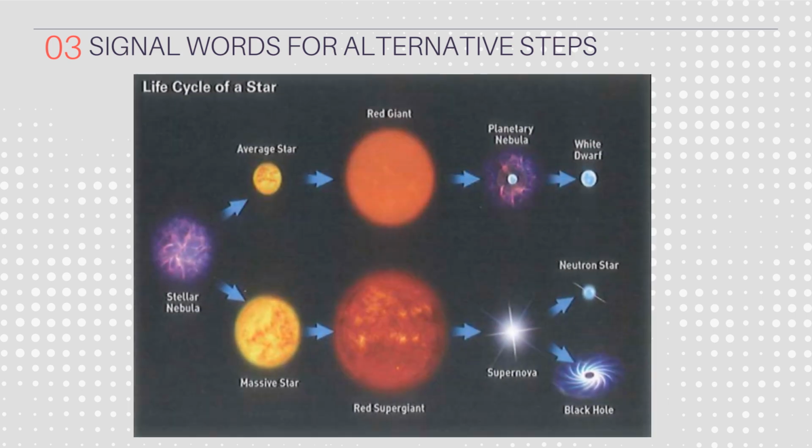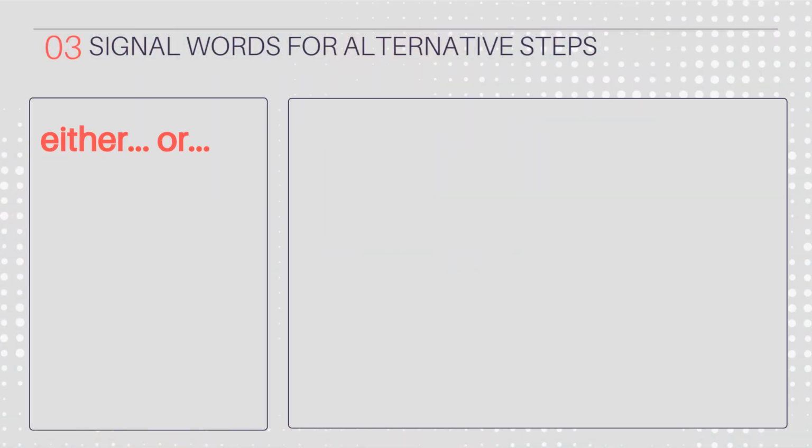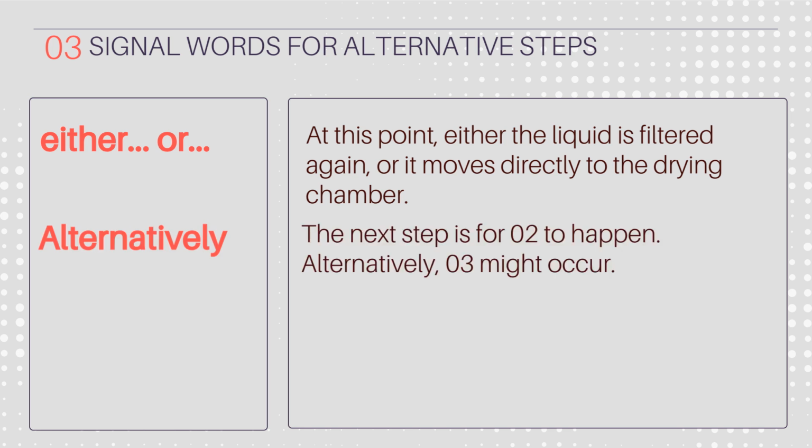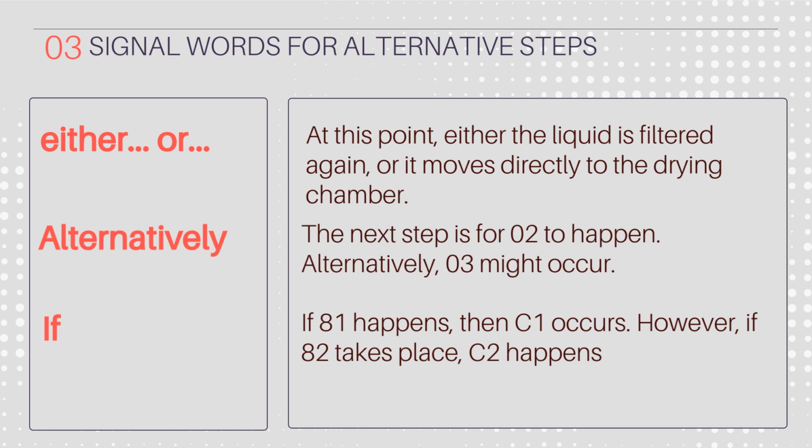Sometimes a diagram will show two or more ways to complete a process. You should use signal words to indicate that a process can follow two possible directions. The following signal words could be used. Either, or. For example, at this point, either the liquid is filtered again, or it moves directly to the drying chamber. Alternatively, for instance, the next step is for 2 to happen. Alternatively, 3 might occur. If. Here is an example. If A1 happens, then C1 occurs. However, if A2 takes place, C2 happens.